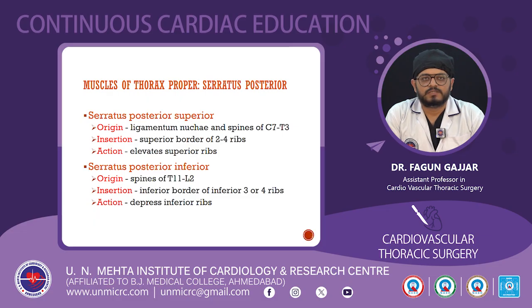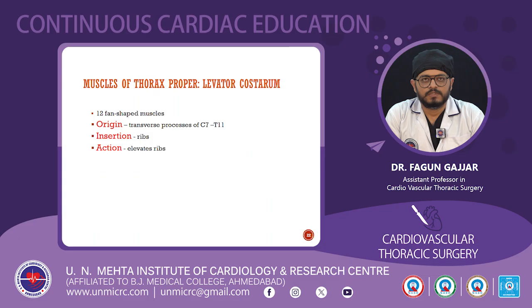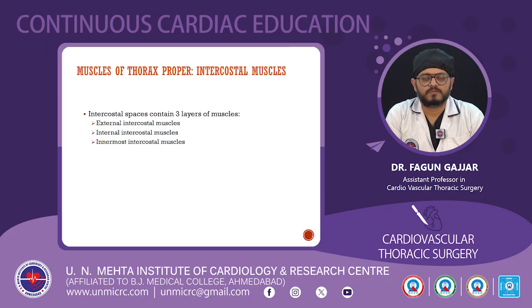The other one is the serratus posterior inferior, which originates from the spines of T11, T12 to L2 vertebra and inserts into the inferior border of the inferior 3 or 4 ribs. It acts to depress the inferior ribs. The other one is the levator costorum. It is a 12 fan-shaped muscle which originates from the transverse processes of C7 to T11 vertebra and inserts onto the ribs. It acts to elevate the ribs.